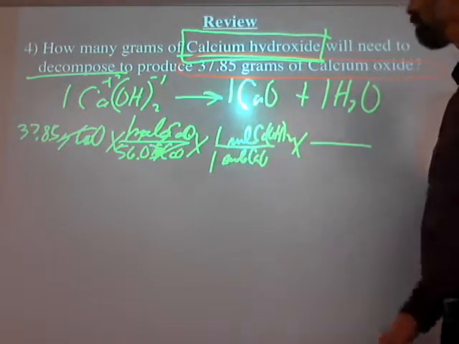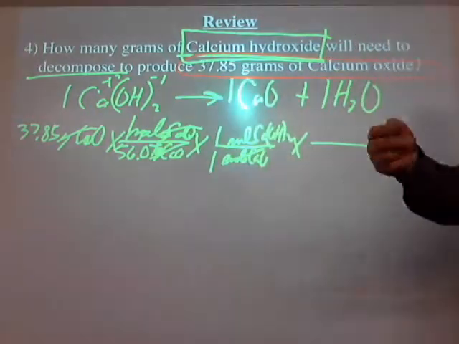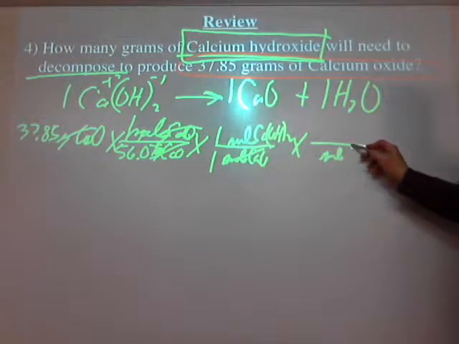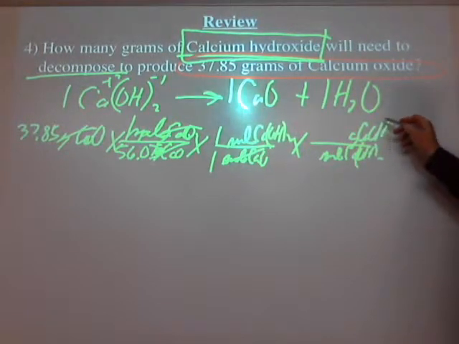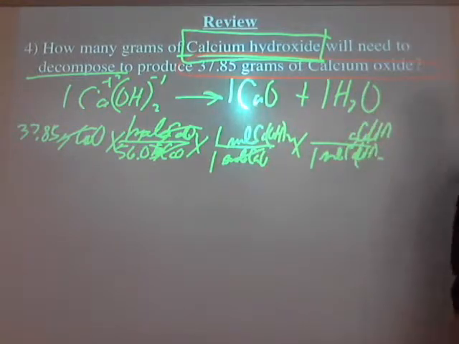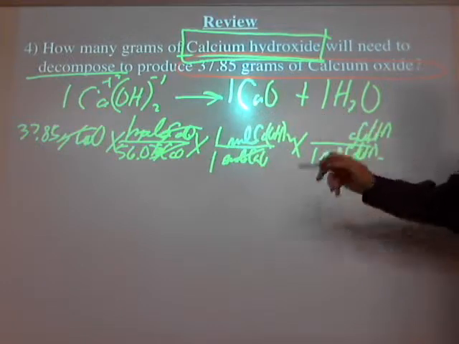And finally, moles of calcium hydroxide. It would be done at this point, except that it wants grams. So moles of calcium hydroxide on the bottom, and grams of calcium hydroxide on the top. 1 mole contains how many grams? What do you guys do for that? 70 something? 74. I'm glad to hear that.